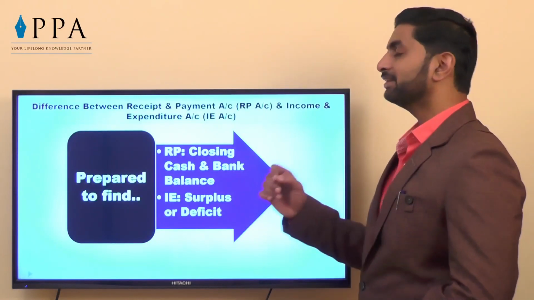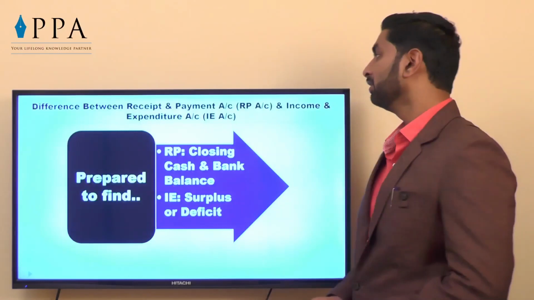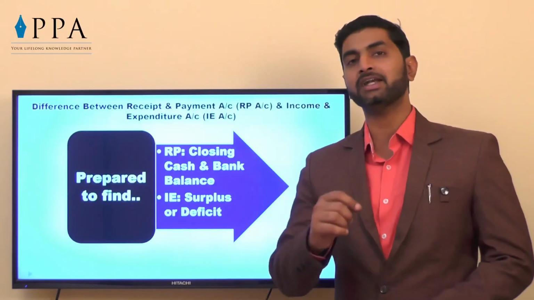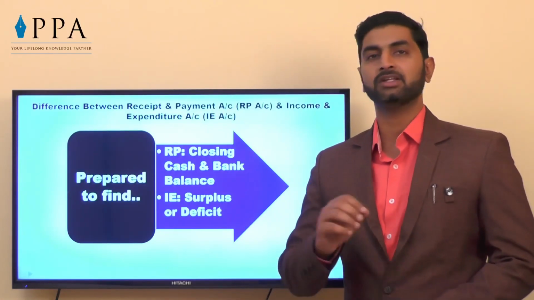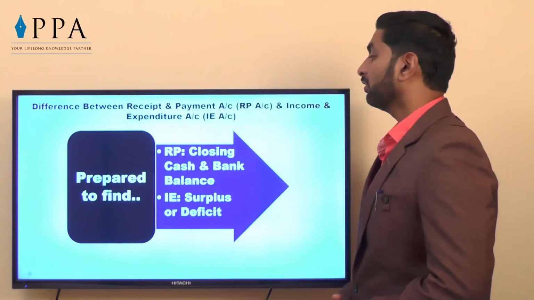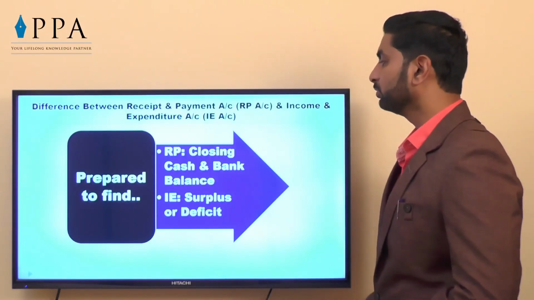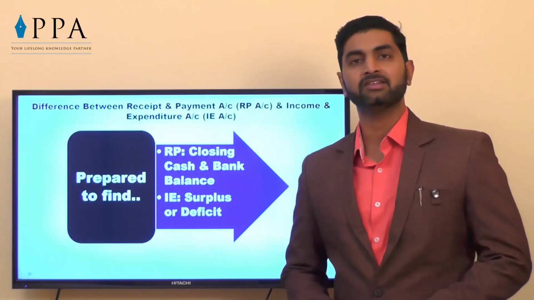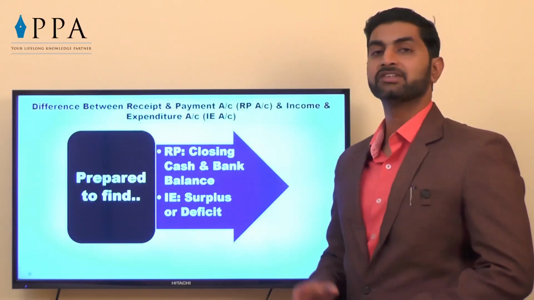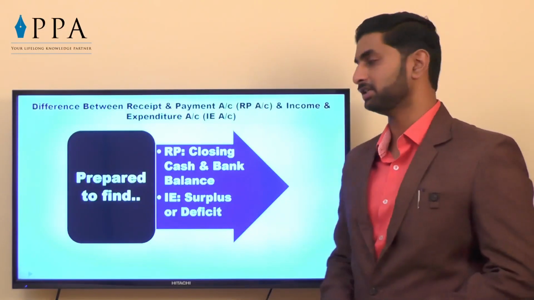Now, what is the exact difference between receipt and payment account and income and expenditure account? RP means receipt and payment, IE means income and expenditure. If you understand this difference perfectly, you can solve any question in the world. So, focus on this now. Why is it prepared? What is the objective of preparing the account? RP account gives you closing cash and bank balance at the end. How much cash the NPO possesses. While IE account gives you the surplus or deficit, that is net profit or net loss in our general terms.